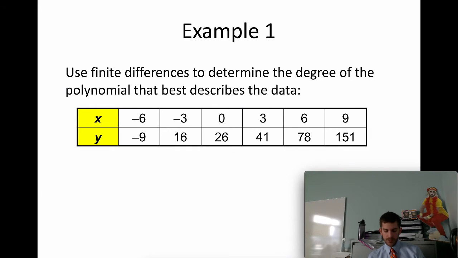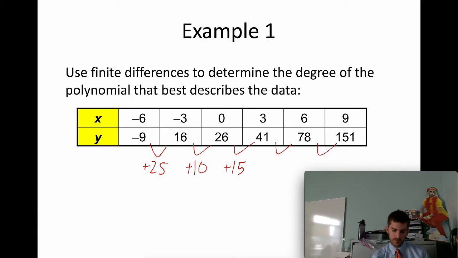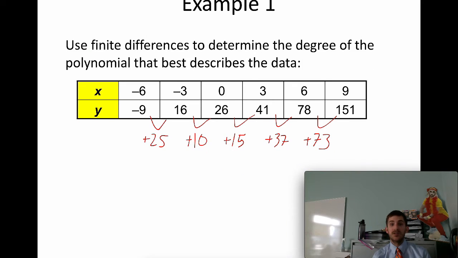So to figure out what model we should use, we're going to look at the differences from one term to the next. Going from negative 9 to positive 16, we're adding 25. From positive 16 to positive 26, we're adding 10. From 26 to 41, we're adding 15. From 41 to 78, we're adding 37. And from 78 to 151, we're adding 73. Looking at those, they are not constants. So therefore, we're not dealing with a linear graph here.